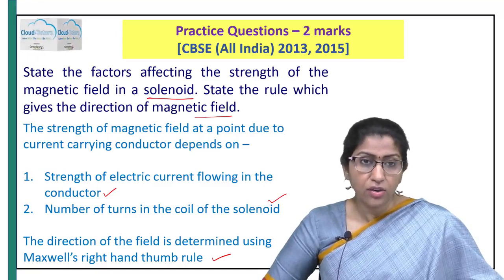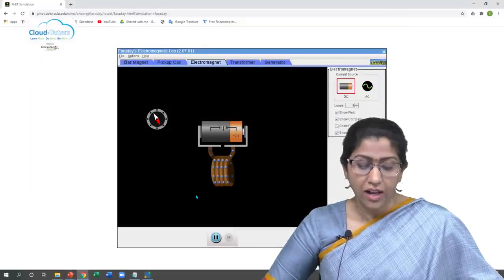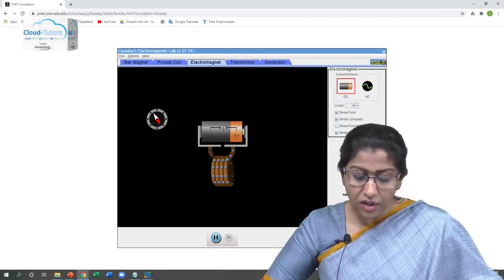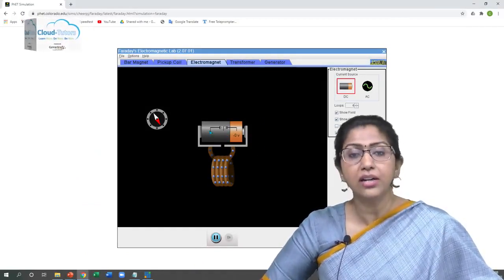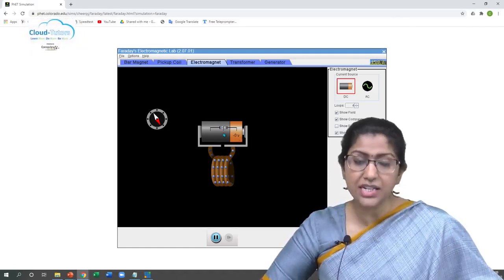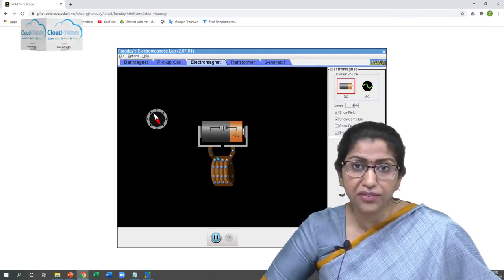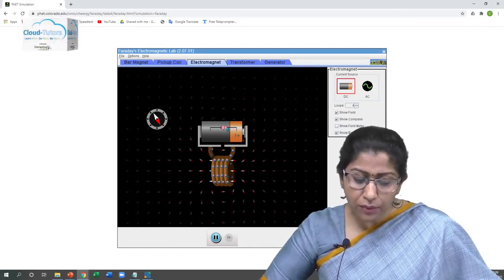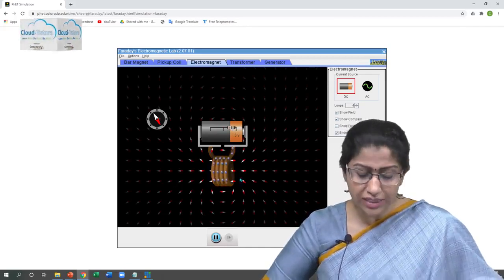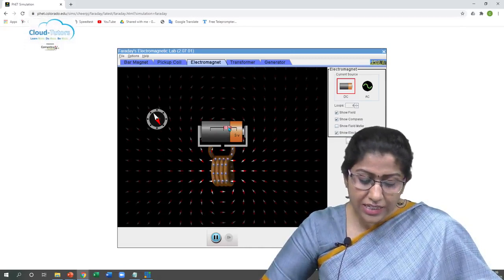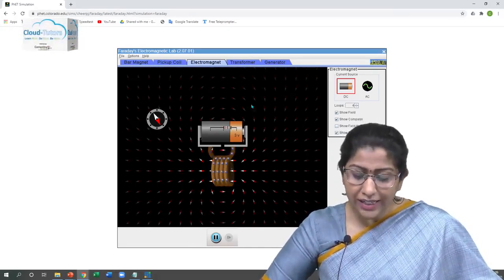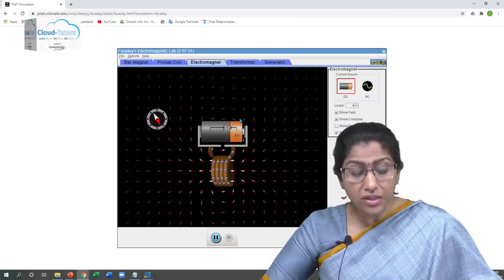All right, so here there is a cell that acts as the voltage source, and there is a coil that is connected to this cell. You see that it is at 0 volt now, so there is no electric current flowing through it. When I increase the voltage, you see that a magnetic field is induced around this coil. As I decrease the voltage, what happens? The amount of electric current flowing through the coil decreases, and hence the strength of the magnetic field also decreases.